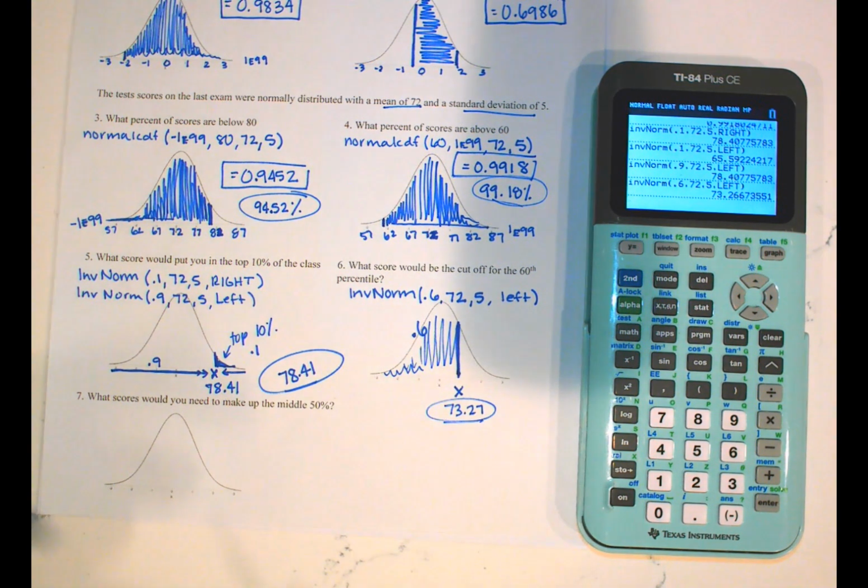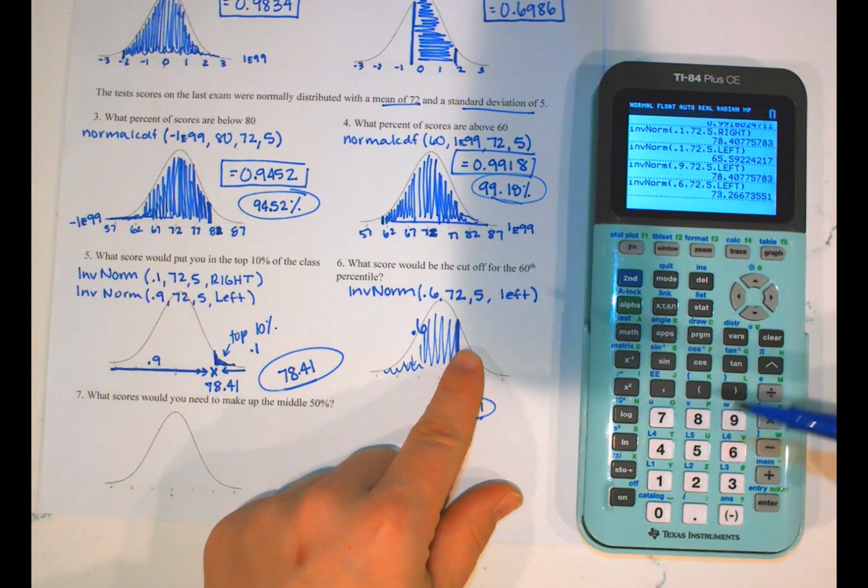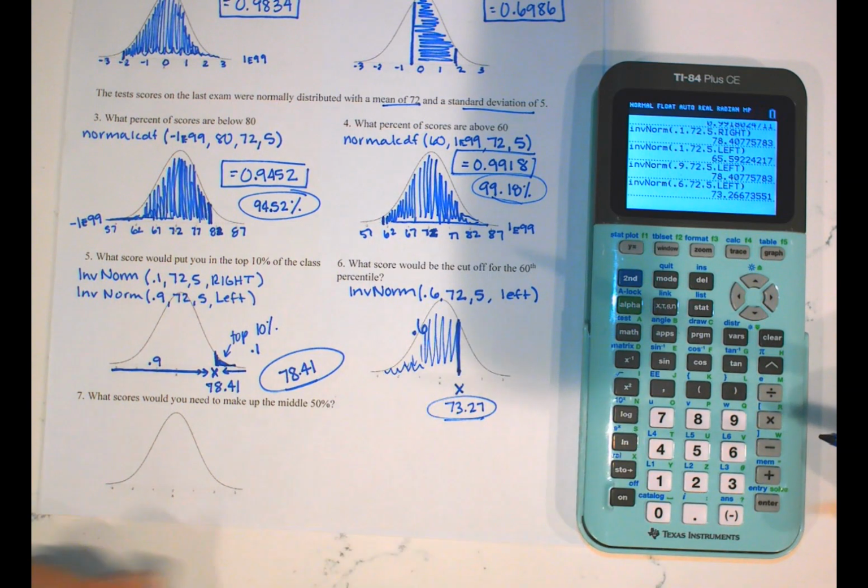If you wanted, you could go 40% from the right and you would get the same answer. But since all of our calculators kind of default to the left, I would just do it from the left.